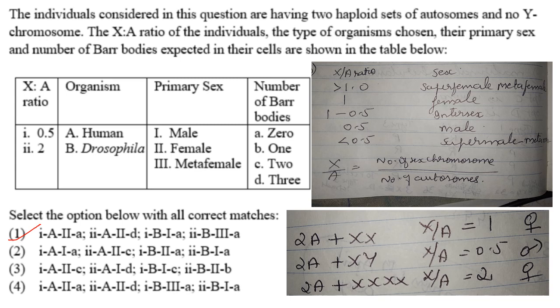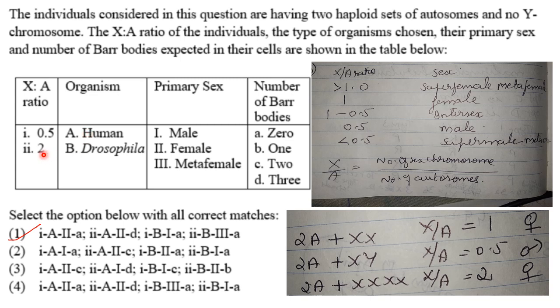So if you see the X/A ratio of Drosophila, X/A is the number of sex chromosomes by the number of autosomes. For Drosophila, if it is greater than 1, it is super female or meta female. And 1 means female, 1 to 0.5 is intersex, 0.5 is male and less than 0.5 is super male. In case of humans, 1 is female, 0.5 is male and 2 is female.